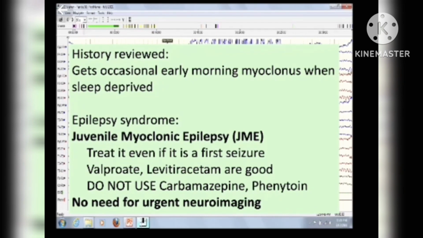That's the epilepsy syndrome. Now, if it's a boy, the best drug for this is sodium valproate. You should not use carbamazepine. You should not use phenytoin. And when I see this EEG, I know that I don't need to bother about urgent neuroimaging at all. I don't need a neuroimaging for it because the EEG shows generalized polyspike. So that is how we tailor.